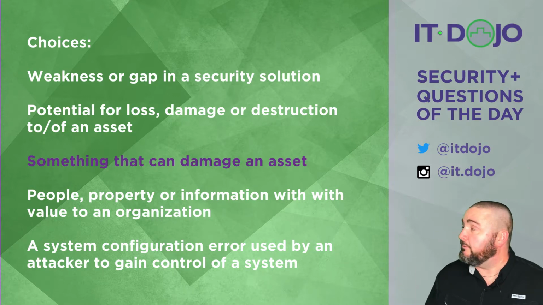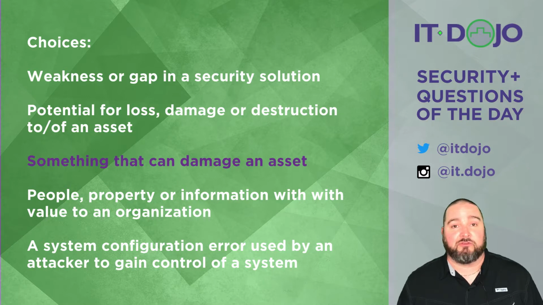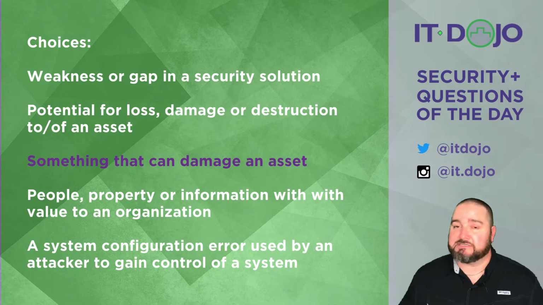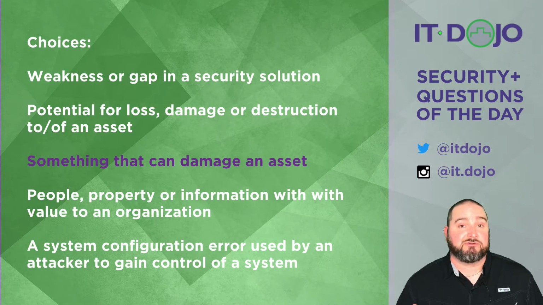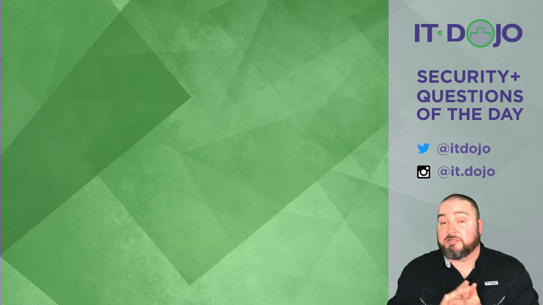Next contender, people, property, or information that has value to an organization. No, that's kind of the definition of an asset. And then the last item on the list is when you have a system configuration error that would allow an attacker to gain control of a system. No, that means that you actually have an exposure. So not the right answer there either. A threat, something that can cause damage to an asset. That's question number 2. All right, that's it.